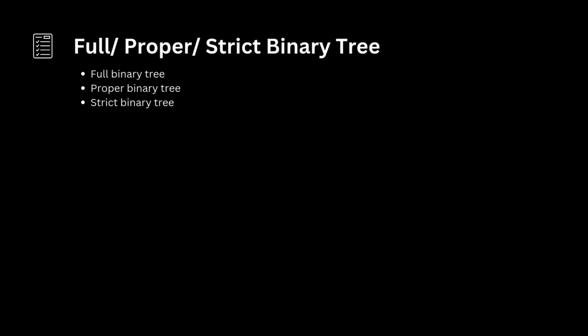Let us see the complete binary tree. A complete binary tree is a type of binary tree in which all levels are fully filled except possibly for the last level, which is filled from left to right. Here is a diagram to illustrate a complete binary tree.